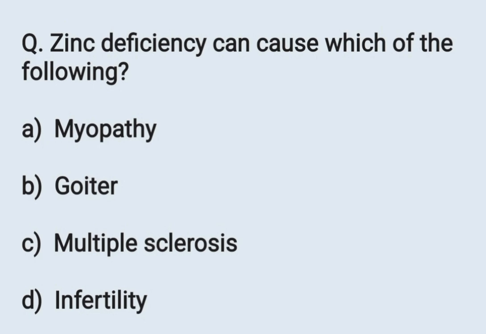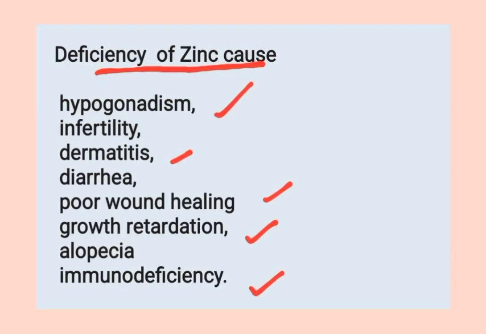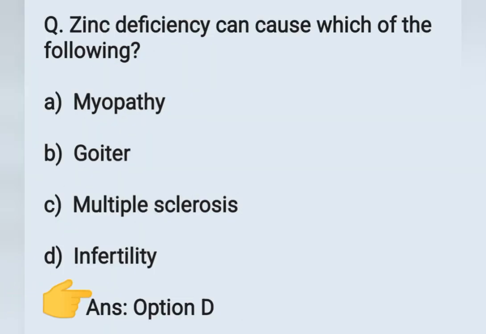Options. Option A, myopathy. Option B, goiter. Option C, multiple sclerosis. Option D, infertility. Our question is, the deficiency of zinc causes which one of the following diseases? The deficiency of zinc causes hypogonadism, infertility, dermatitis, diarrhea, poor wound healing, growth retardation, alopecia and immunodeficiency. So in our options, infertility is there. So that will be the correct answer. Deficiency of zinc causes infertility. Option D is the correct answer.